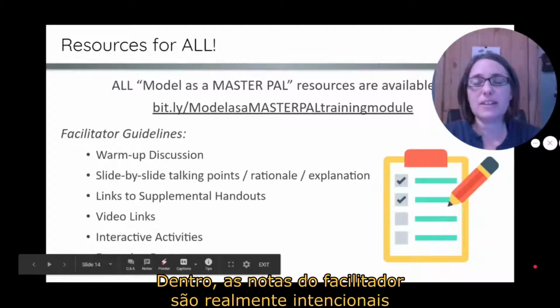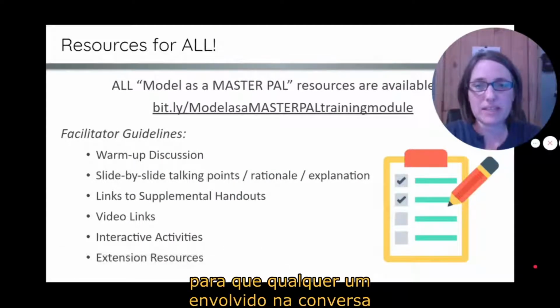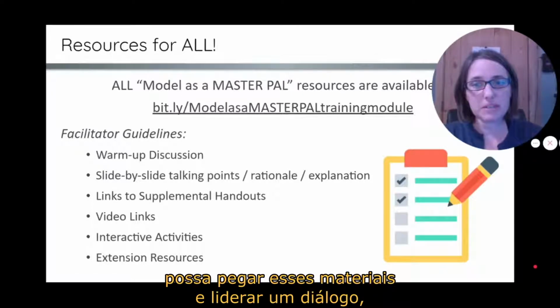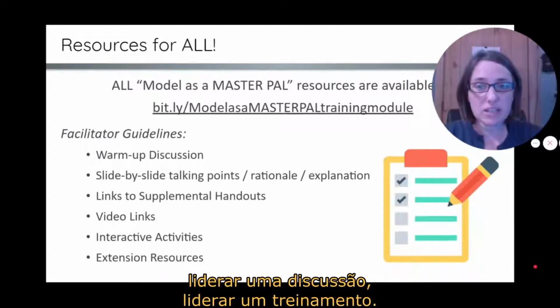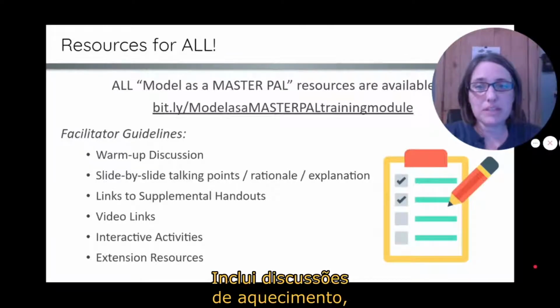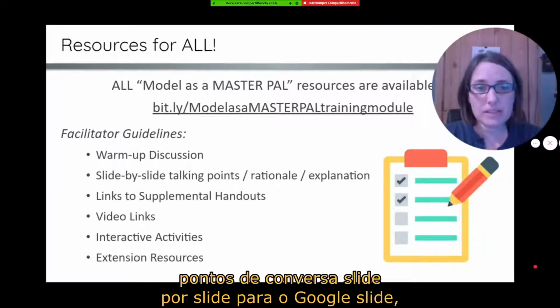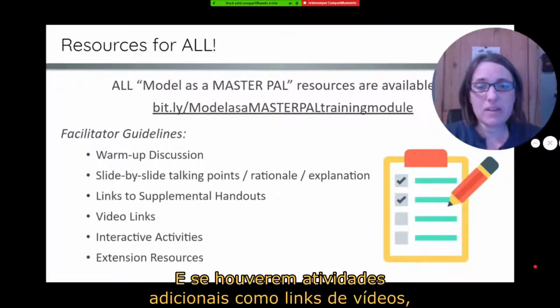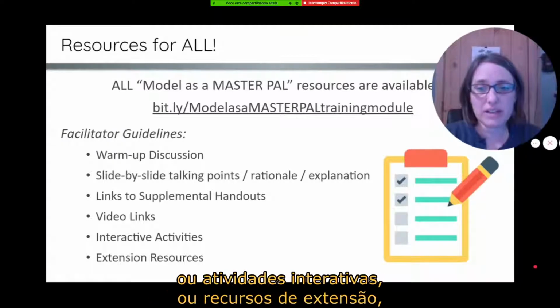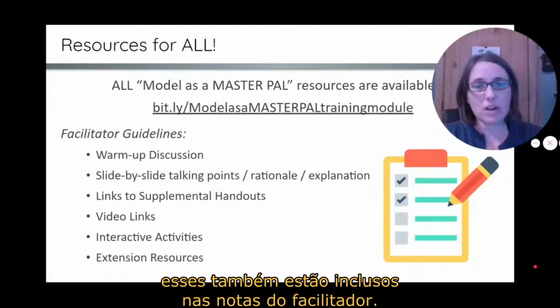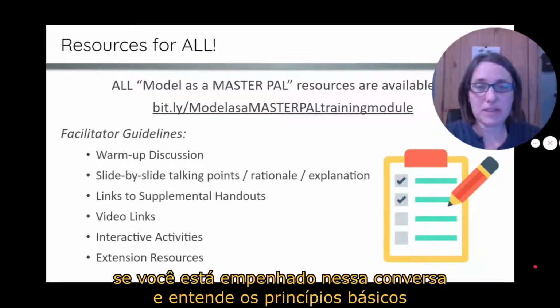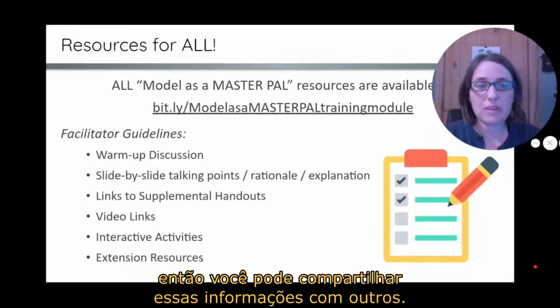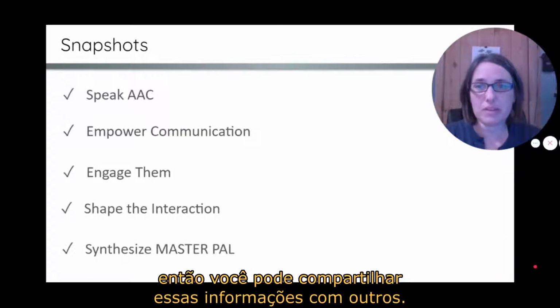So inside, the facilitator guideline is really intended so that anyone invested in this conversation can take these materials and lead a conversation, lead a discussion, lead a training. It includes warm-up discussions. There are slide-by-slide talking points for the Google slide. Also links to supplemental handouts. And then if there are additional activities such as video links or interactive activities or extension resources, those are also included in the facilitator guideline. Really, no expert is needed. If you are invested in this conversation and understand the basic principles, which really are laid out for you, then you can share this information with others.